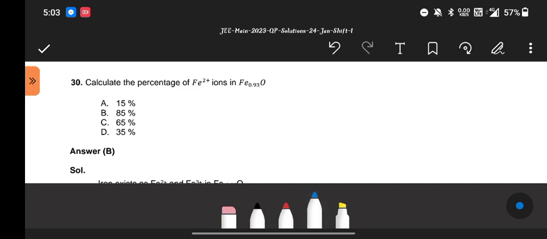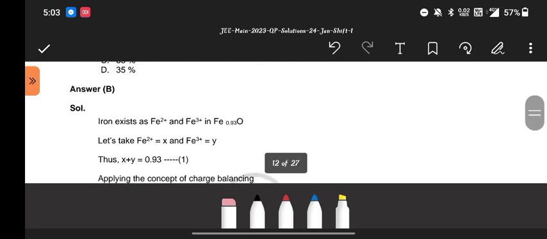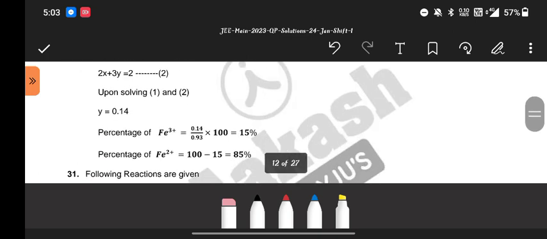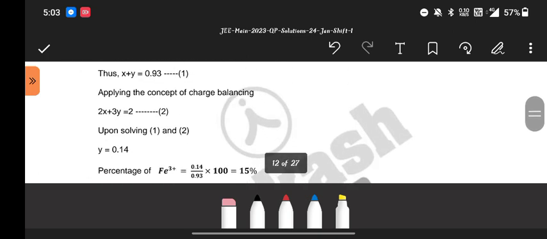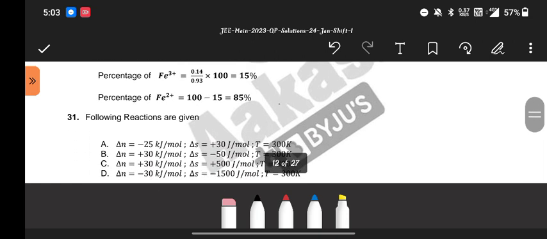Be careful, here they have given 15% also so that you may get confused. To confuse you they have given two such options, so that you may pick the wrong one. So be careful, solve the question correctly, check once whether you have solved it or not, and then take the option.